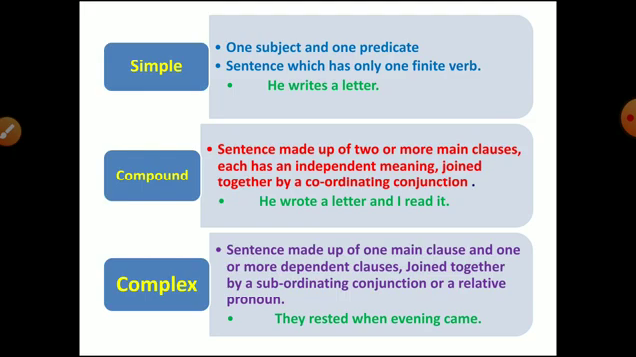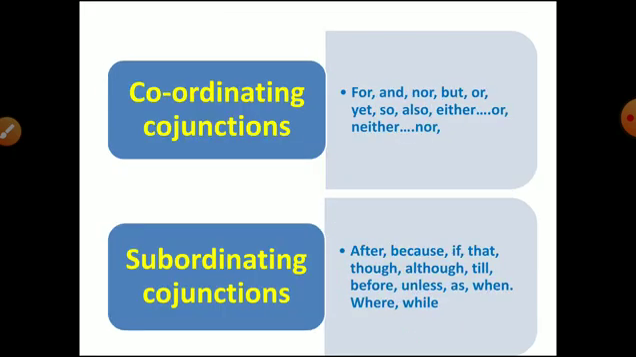A compound sentence is a combination of two or more main clauses joined together by a coordinating conjunction. A complex sentence must have one main clause and one or more subordinate clauses joined together. The main clause and subordinate clause should be joined together by a subordinating conjunction. So what are these coordinating conjunctions and subordinating conjunctions? Let us try to understand.